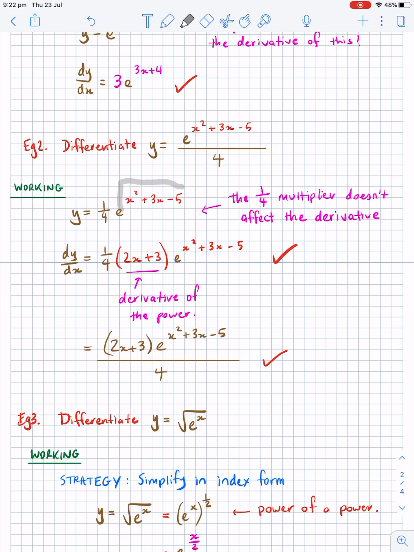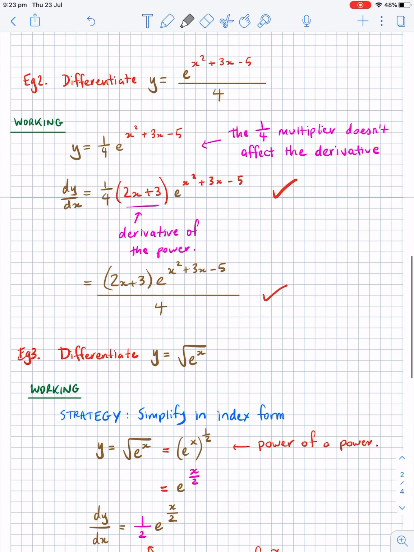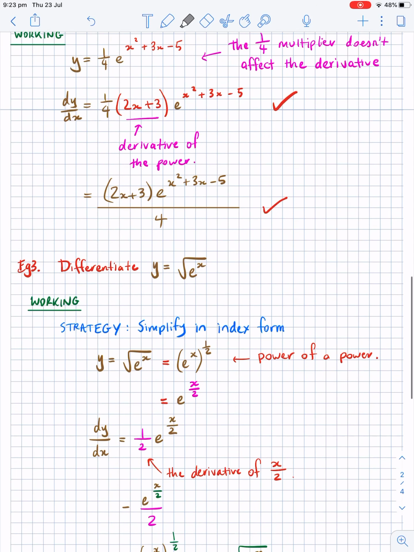Okay, so we're going to take the derivative of our power. The derivative of this is going to be 2x plus 3, all in brackets. That comes to the front of our function, and the quarter is just going to stay out the front, not affecting anything. And this is going to simplify to this. I pretty much put my quarter back down the bottom as a division of 4.